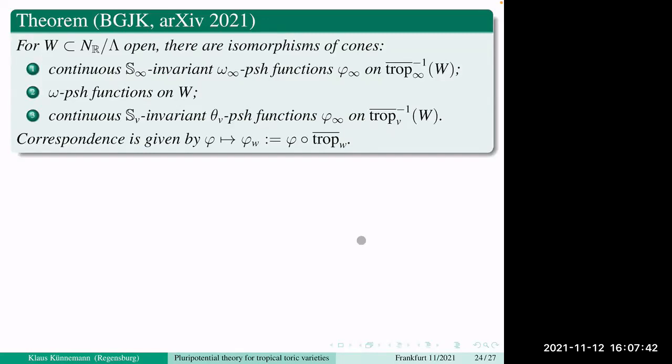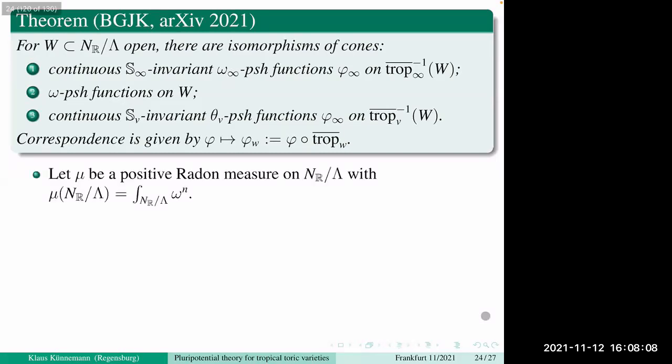I will not give you all the detailed definitions here, but you get again a correspondence, the S-infinity invariant omega-infinity PSH functions here, and the PSH functions here, and theta PSH functions here. I think it should be omega here, sorry. They correspond to each other. Yeah, so you have canonical isomorphisms.